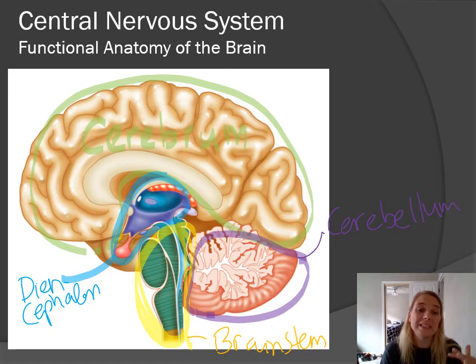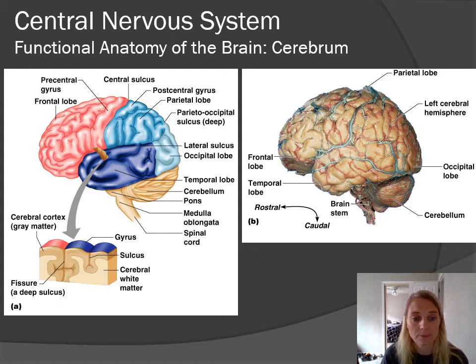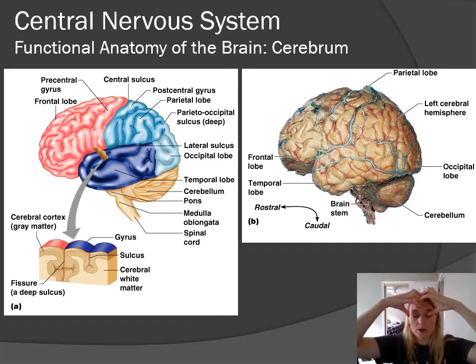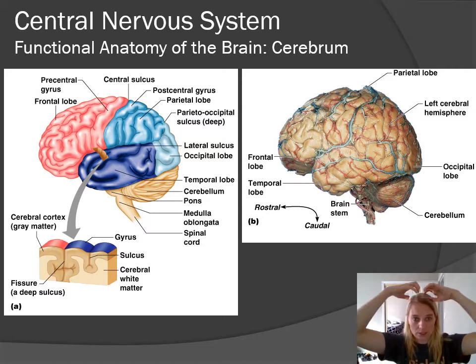So we are going to be taking a look at these as we go through the different regions. We're going to hit the cerebrum first and take a look at some of its features. Okay, so that's these color-coded cerebral hemispheres here. Your cerebrum is broken up into two hemispheres, your left and right hemisphere. There's a nice longitudinal fissure that separates the two.